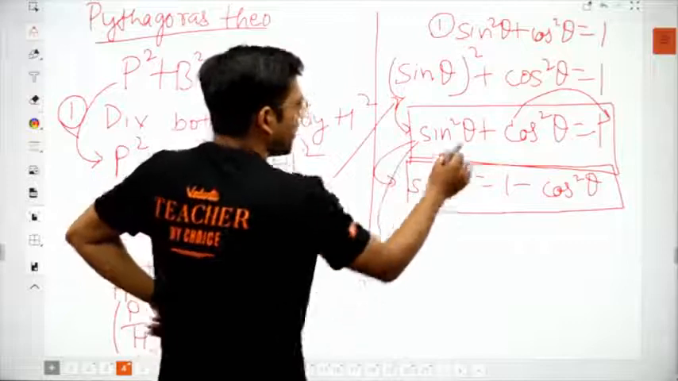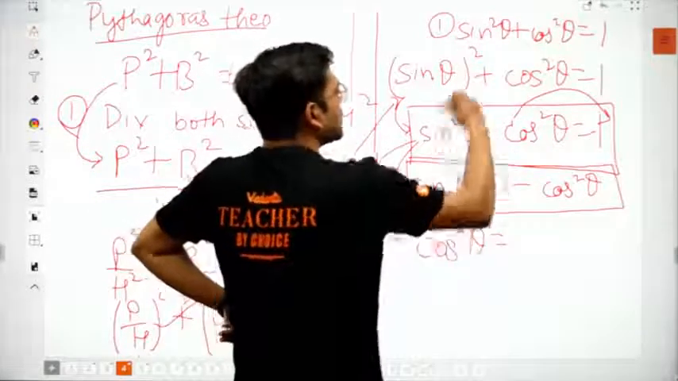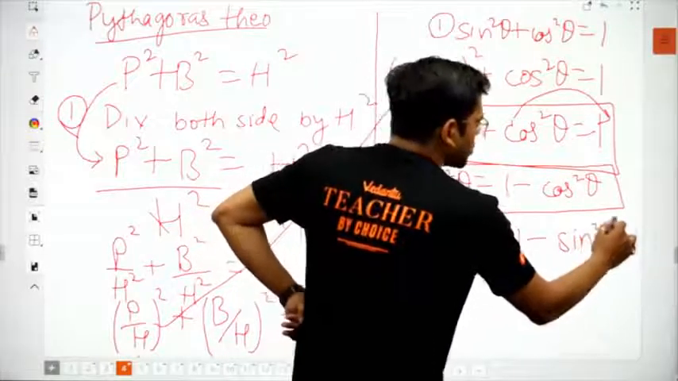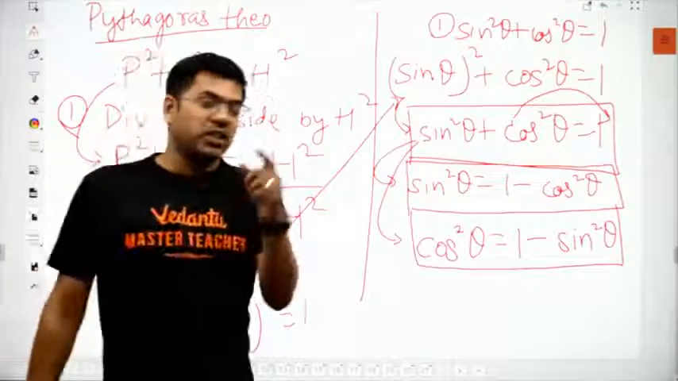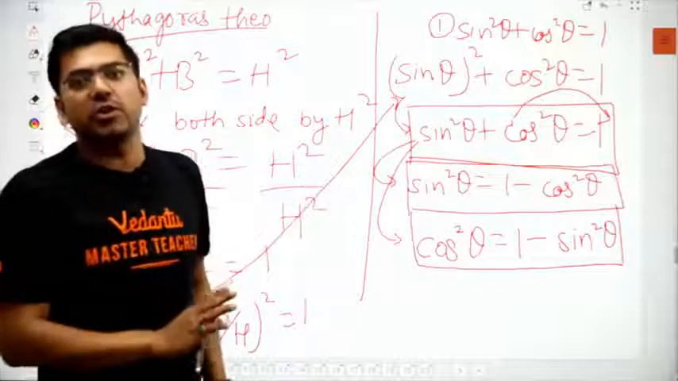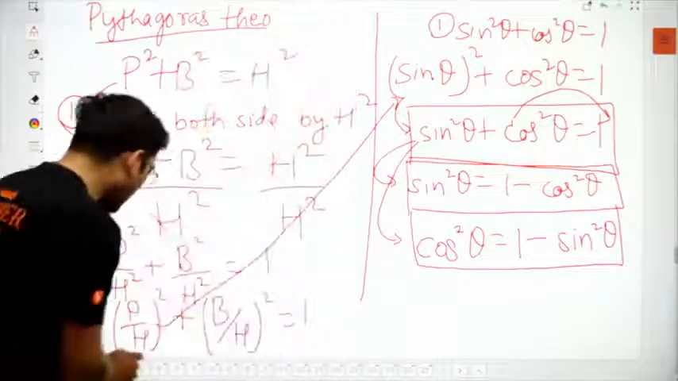Next formula can be made. Keep cos square theta here only, and here sin square theta will go that side: cos square theta is equal to 1 minus sin square theta. So this is again a new formula. And guys, I'll tell you these three formulas are very important. Very, very important. I'll show you in every question that these formulas are applied, and these are very good formulas. Now, I'll tell you something more.